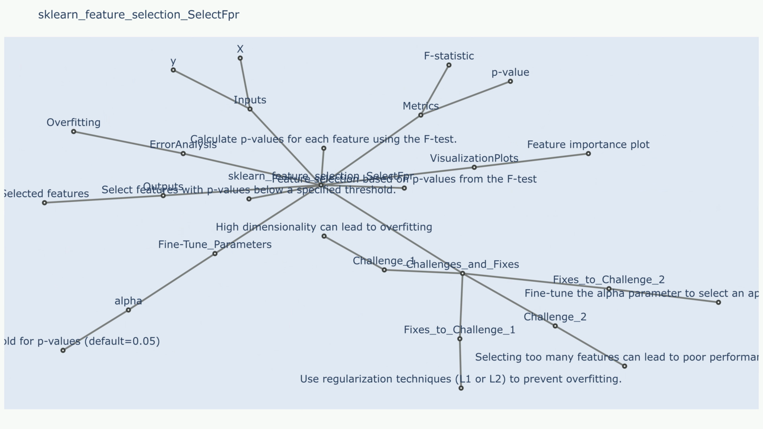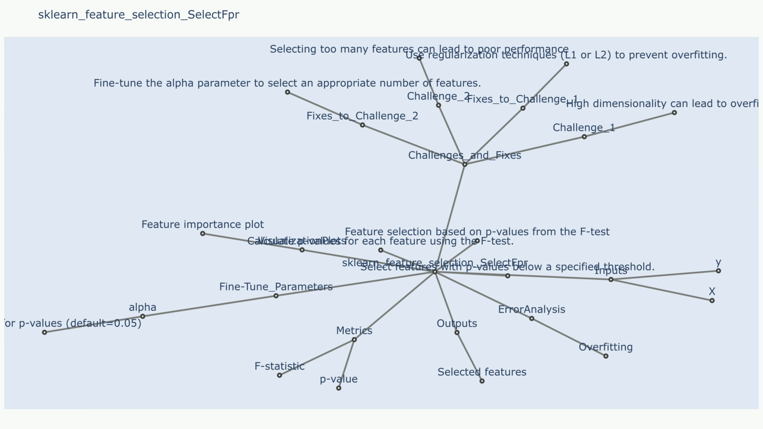Selection process, challenges and fixes. Challenge 1: overfitting if the threshold is set too low. It can lead to overfitting, where the model performs well on the training data but poorly on unseen data.